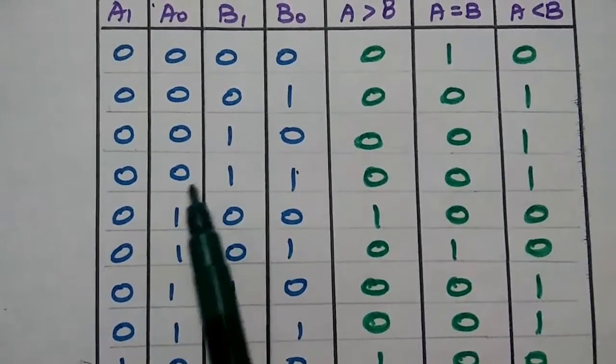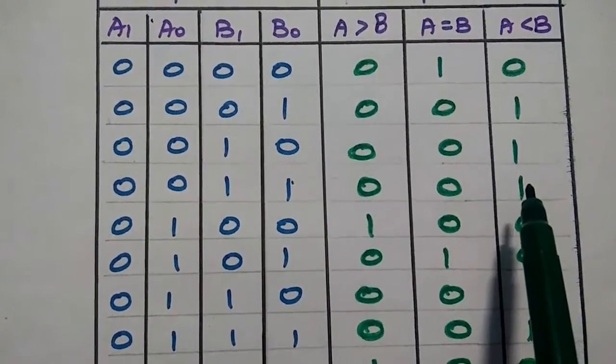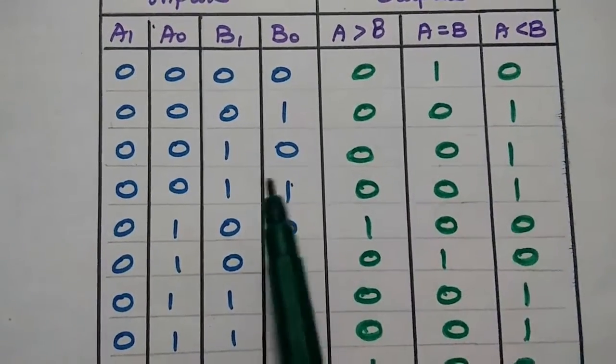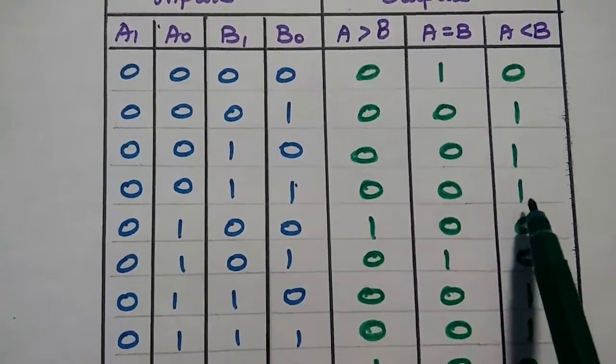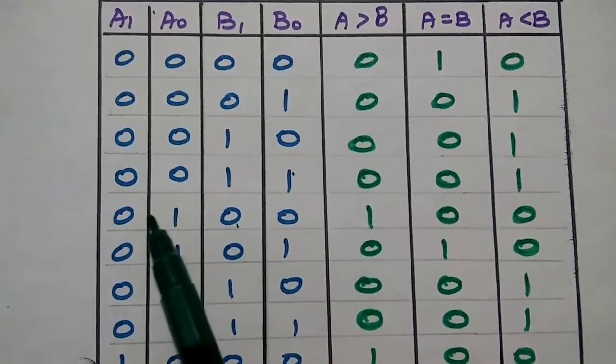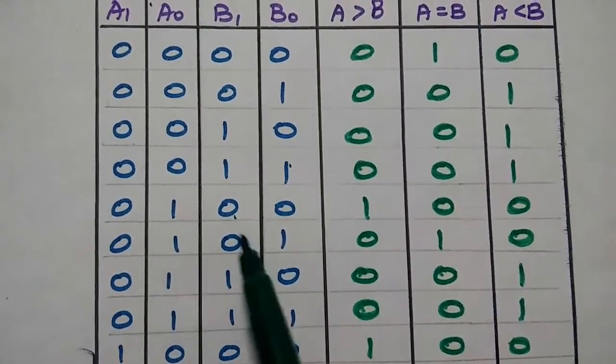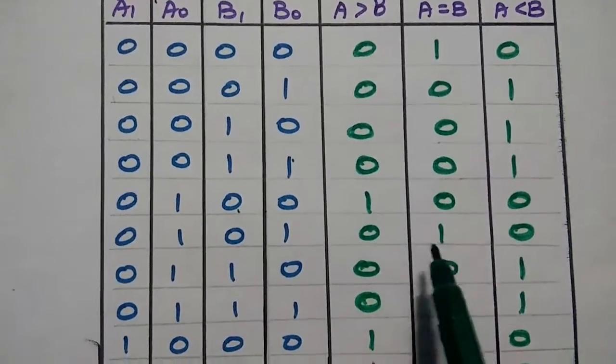Likewise 0, 0. B is 1, 1. So here A is less than B, or B is greater than A. So put 1 over here. And next 0, 1. Here it is 0, 0. So here A is greater than B. So here 1. So next 0, 1, 0, 1. Both are equal. So 1.